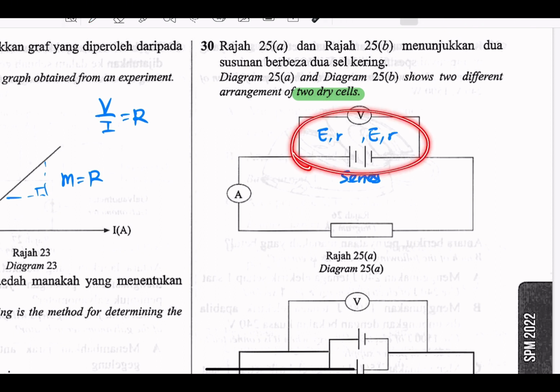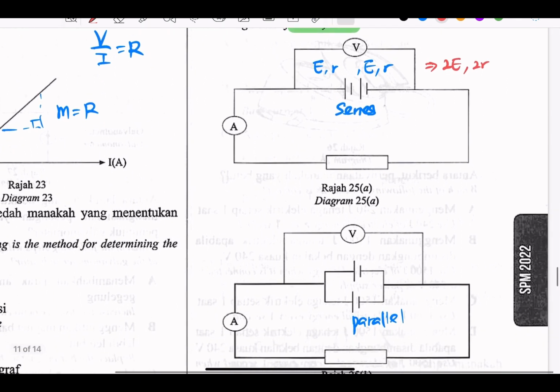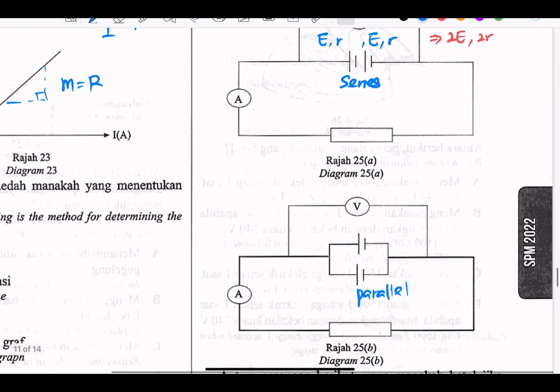So when two dry cells are connected in series, the electromotive force will double up. Meanwhile, the internal resistance will double up also because they are connected in series. So the second one is connected in parallel. The total electromotive force is still E, but the internal resistance is R over 2.